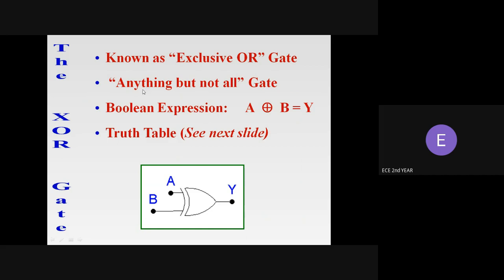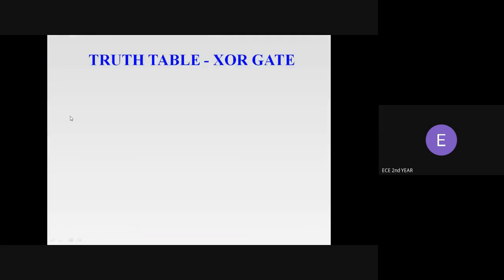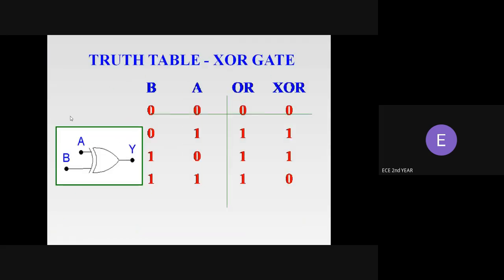This gate is also called the "anything but not all" gate. Let us see the truth table for this particular gate. Why? Because this is a special gate. That's why it is called an exclusive OR gate. So exclusive OR gate, in the sense, we will see the expression here.